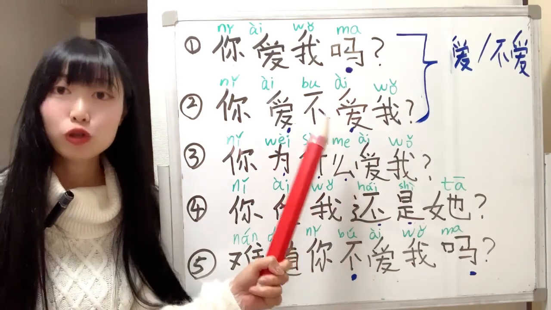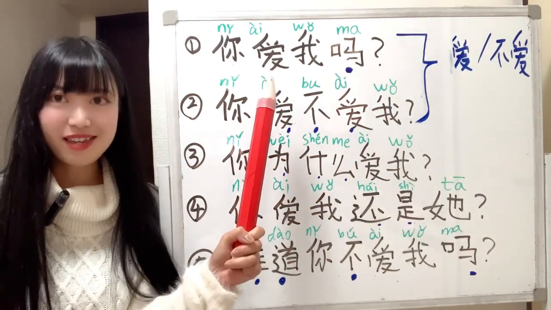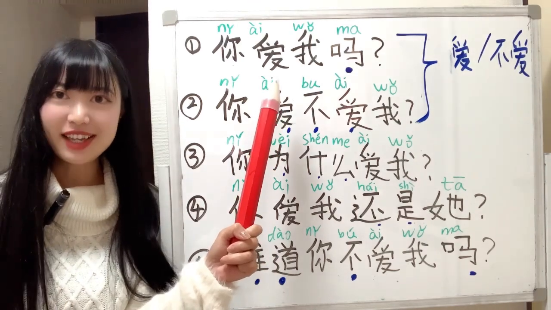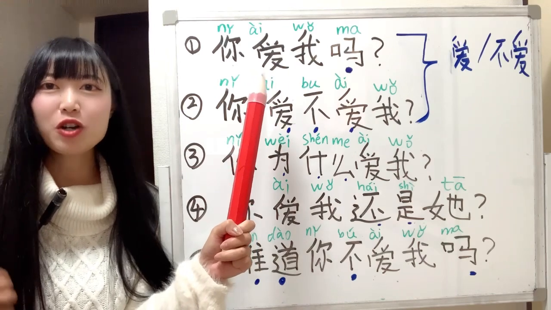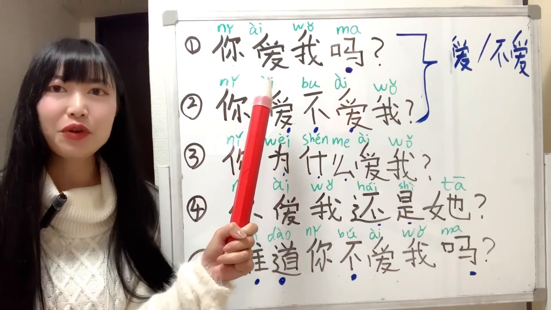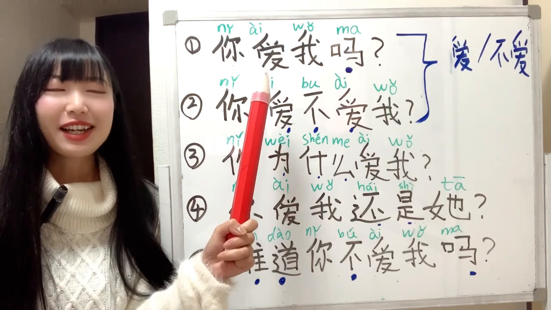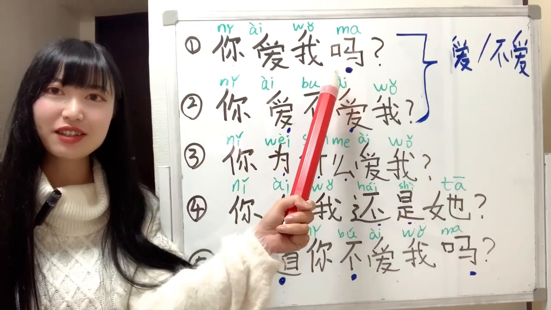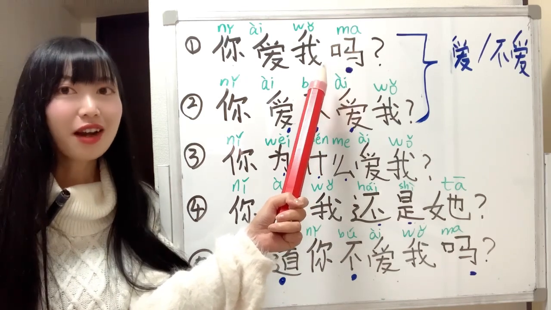For example, do you love me? It's a question like yes or no, right? In Chinese, when you want to ask a yes or no question, basically it's very easy. You just put ma in the end of the sentence. So, do you love me?